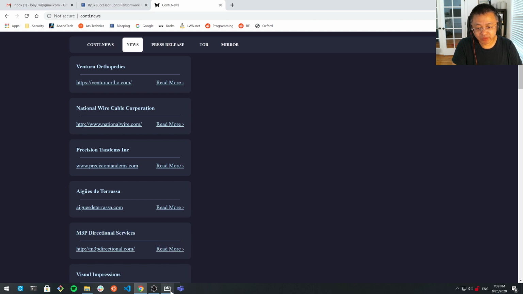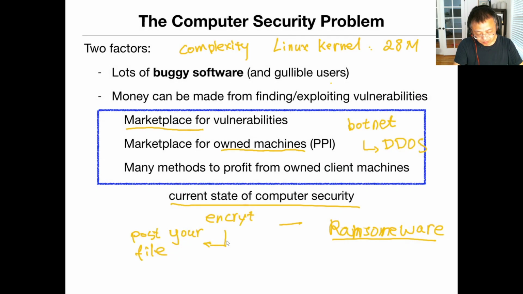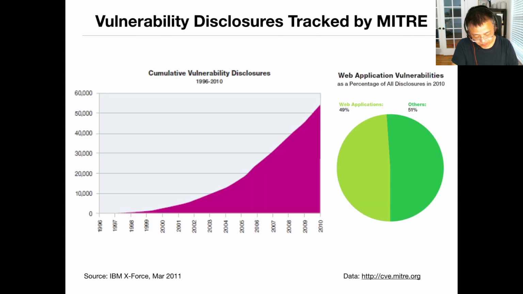Okay, so this is a ransomware, right? They are going to encrypt your files. If you refuse to pay ransom, they're going to post your files on the internet. Okay, so this is the vulnerability disclosure tracked by MITRE. This is the organization that keeps track of the vulnerabilities. The data was from 1969 to 2010. If you look at this, the number of vulnerabilities actually steadily increased.